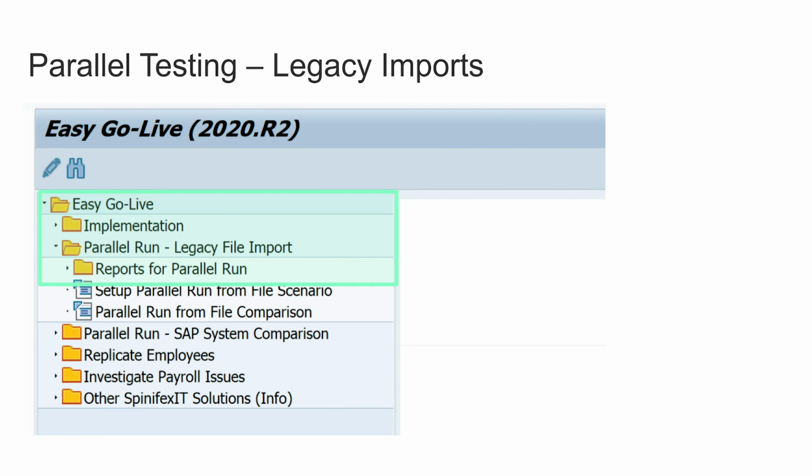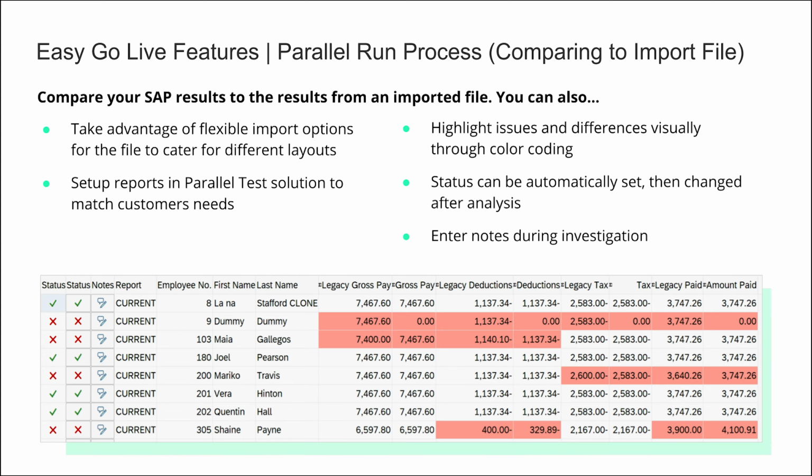I mentioned that Easy Go Live can compare payroll results from the new system back to the old, even if the old system is not SAP. That is done via file imports, and you can see in this screenshot the area in the menu set up for that purpose. Here's just an example where results from the current system are being compared back to the legacy system.